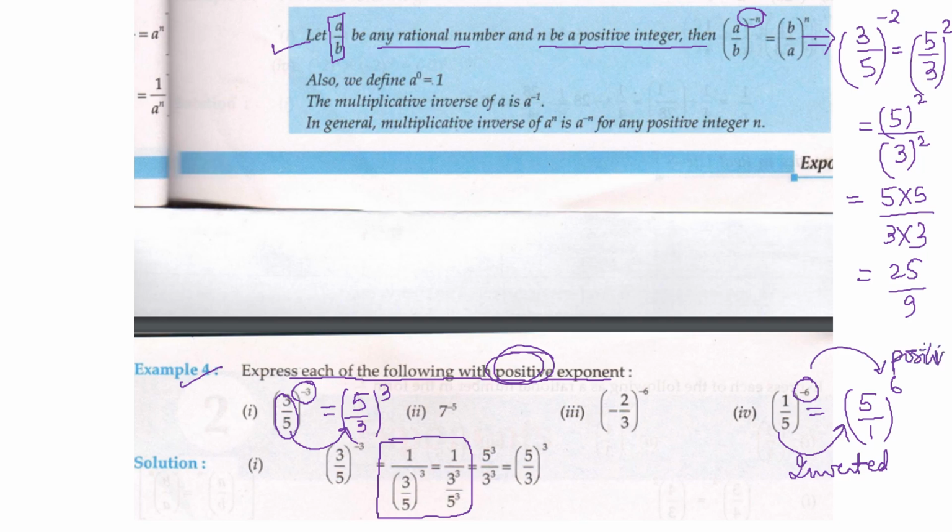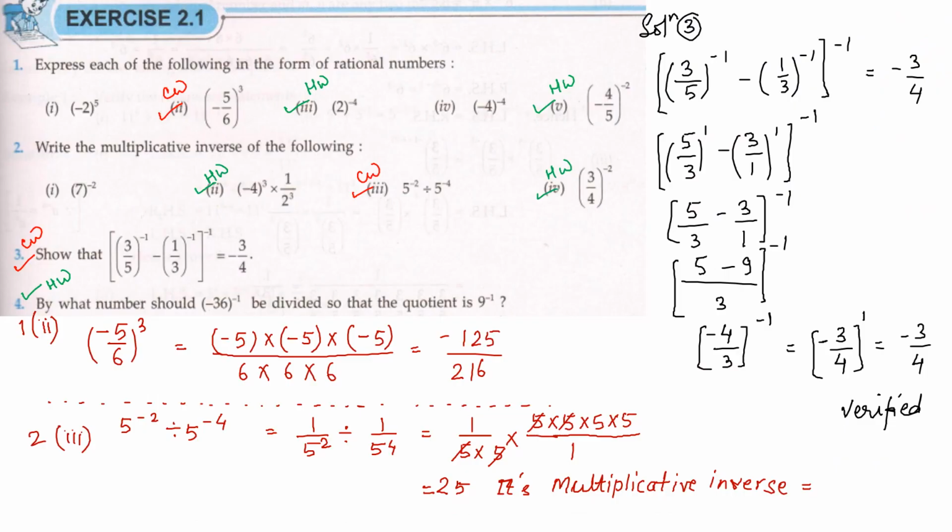Clear? Invert the number and change the power to positive. So let us move to the exercise. Exercise 2.1. Now here the first question is: express each of the following in the form of rational numbers. Now all these things you have to remember: rational numbers, positive power, everything has a different meaning. So please see, rational number means the answer should be in the form of p by q.